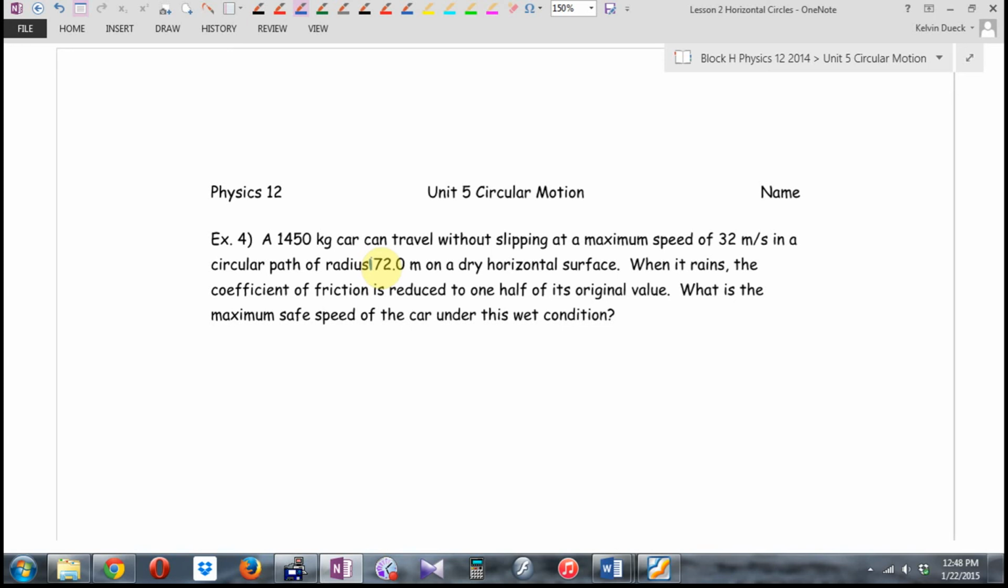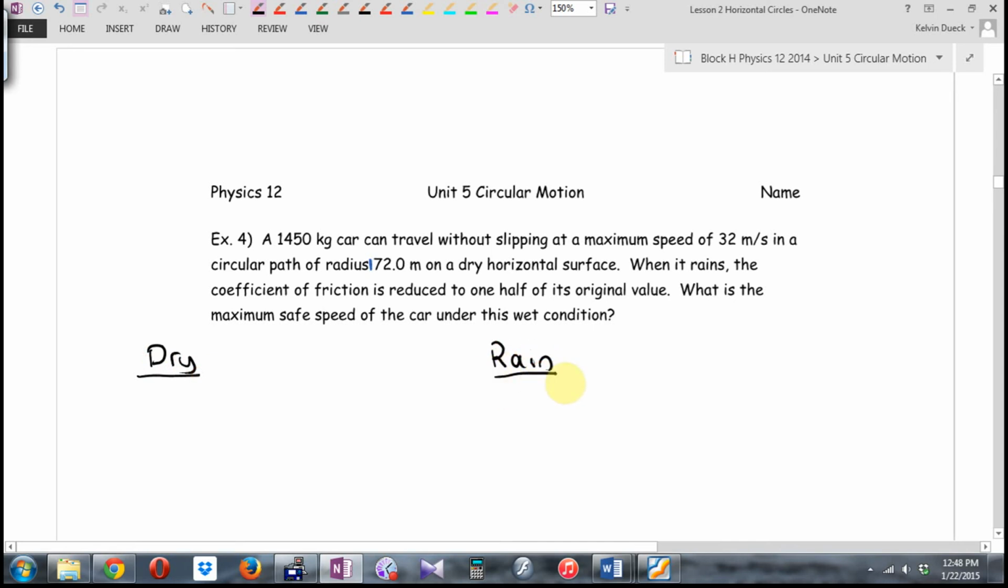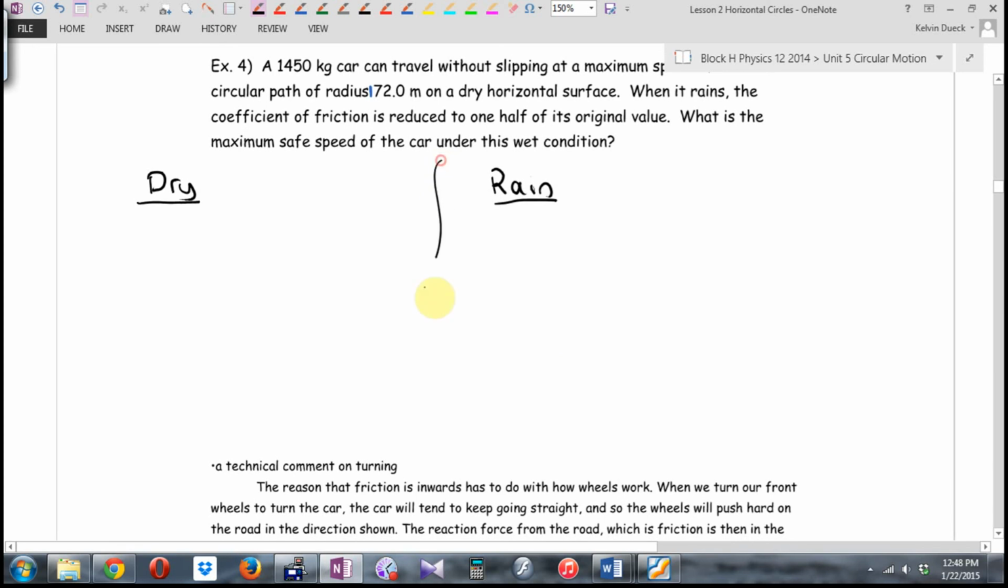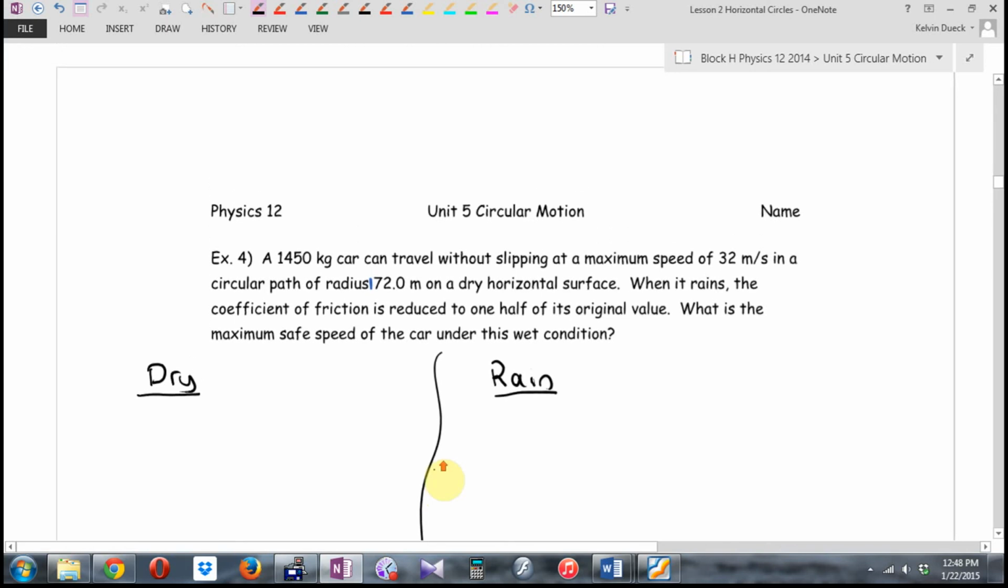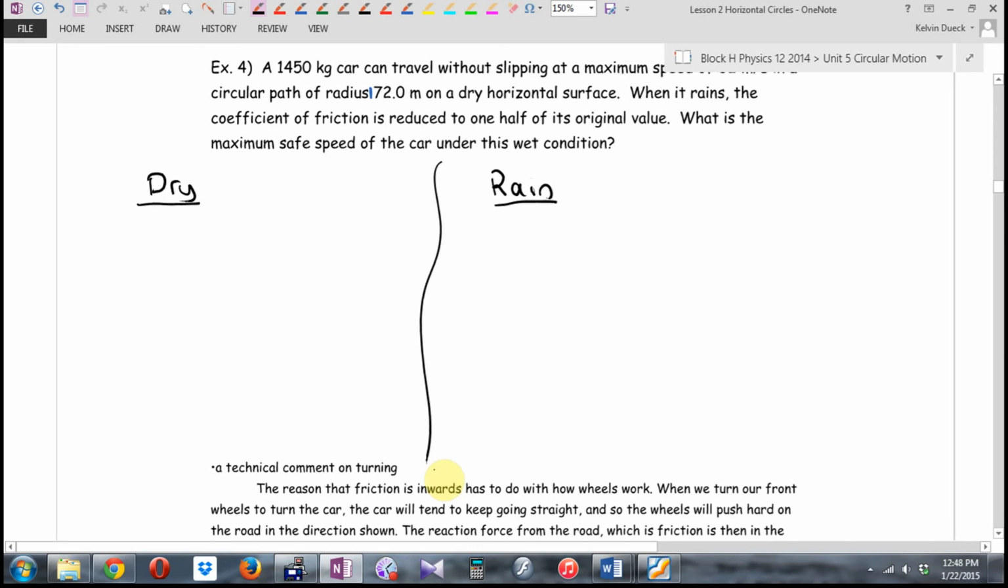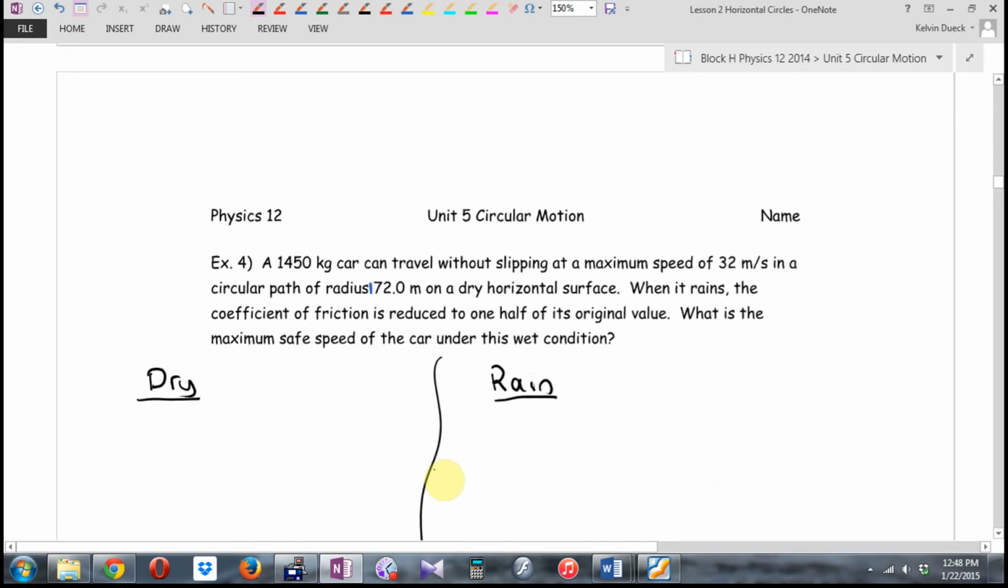So it seems to me, in this question, I have 2 parts. 1 part when it's dry, 1 part when it rains. I'm going to do a free body diagram, front view, but I already know from prior experience that I need lots of room. So I'm going to do the free body diagram above the question. I'm going to say, okay, here's the car.